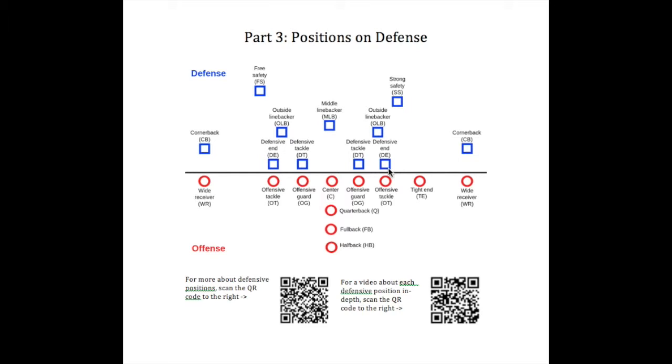The next position is the linebackers. The linebackers serve as both protectors for an offense running the ball, as well as protecting and covering offensive players who are trying to catch a pass from the quarterback. The next position is the cornerback. The cornerbacks are responsible for covering an offense's wide receivers. The cornerback attempts to break up passes from the quarterback to wide receivers and also tackles ball carriers.